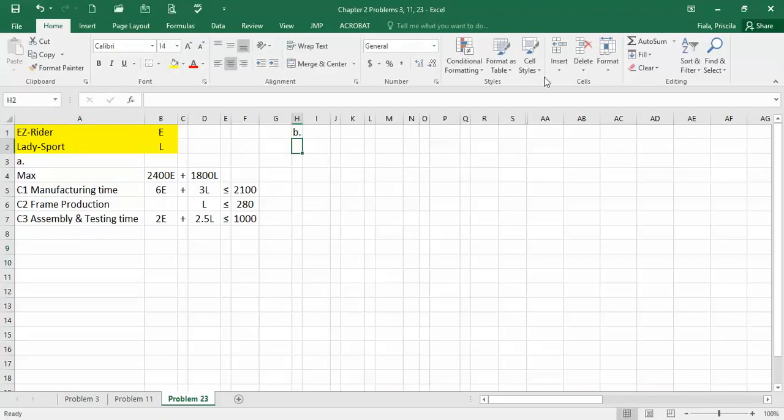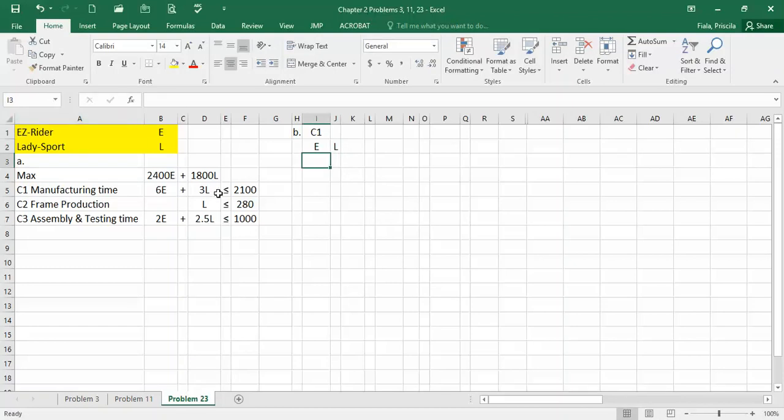If you do remember from problem 3 and problem 11, the way I did it, I repeated the formula, set the left side of the equation to 0, and solved for the right side. Then I set the right side to 0, and then I solved for the left side, and so forth. Now I'm going to do it a little different, since we have gone through the basics. For constraint 1, which is your manufacturing time, you're going to have so many hours for the Easy Ride and for the Lady Sport.